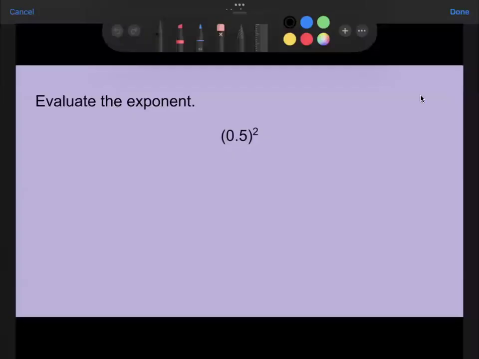Okay, here is our next one. We're going to evaluate the exponent 0.5 to the second power. So again, that exponential number tells me how many times I'm multiplying. Since that's a 2, I'm going to put 2 lines with a multiplication symbol in between. The base is what tells me the number that's going to get multiplied. So I'm going to put 0.5 here and 0.5 here. So now I'm going to use a little shortcut to do this off the top of my head. Again, if you need to write it out 0.5 times 0.5 and do it that way, that's totally fine. Well, 5 times 5 is 25.